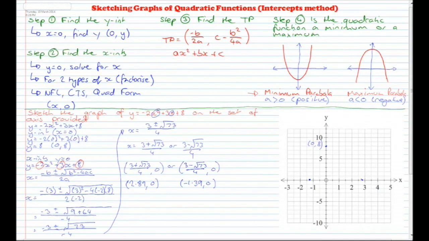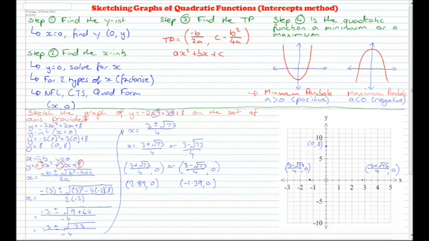And we're not going to write 2.89 and negative 1.39 because they're not exact values. So what we're actually going to write is (3 minus root 73) on 4, etc. So to do that, I just come over here and write (3 minus root 73) on 4, comma 0. And I go (3 plus root 73) on 4, comma 0. Alright, now I've got my two x coordinates.